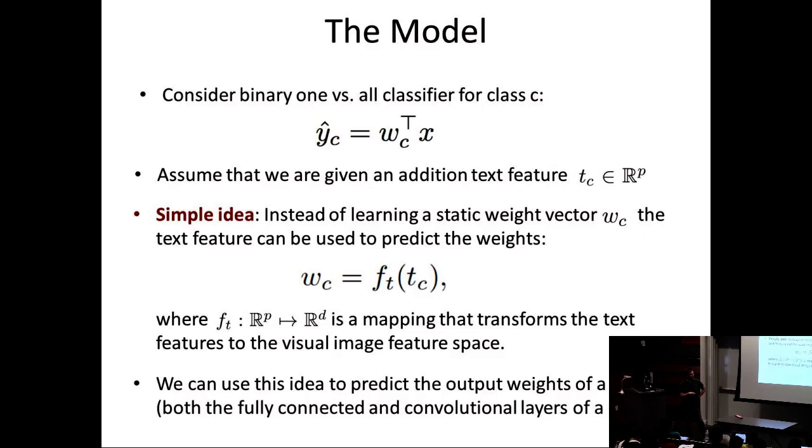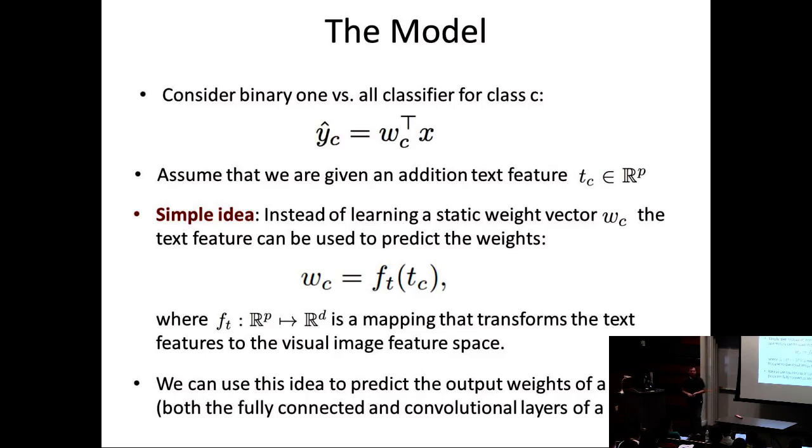So think of it as follows. Given some textual features, I pass it through some nonlinear function, and that gives me the representation of the weight vector W. And now, if I give you this description for a new class, I'm going to get a new representation of the W vector. Once I have this new representation for the W vector, I can now use it to make a prediction. So here, f_t, this function, is a mapping between textual features and the visual features. And you can use this idea to predict the output weights of a classifier, convolutional, fully connected, whatever it is that you want to do.